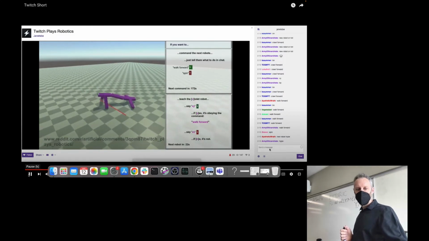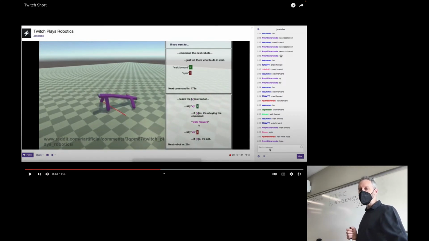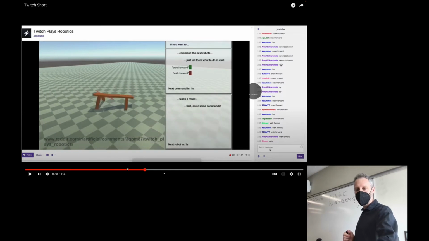Okay. At this point in time, the crowd voted over the last few minutes for the command walk forward. So we have issued this command, walk forward, to the robot. The robot hears the term walk forward. This is the violet robot. So let me back up again here.